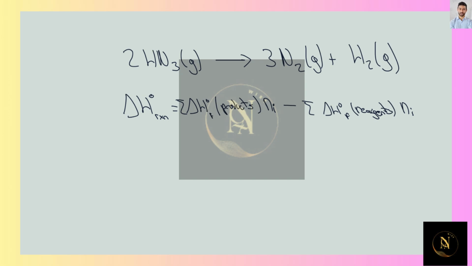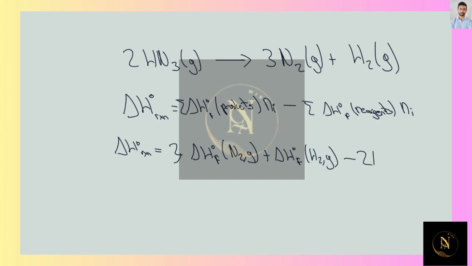So in this case, what this is going to look like is that the delta H naught of the reaction will be equal to 3 times delta H standard of formation of nitrogen gas plus delta H standard of formation of hydrogen gas minus 2 times the delta H standard of formation of HN3 gas. Sorry, here with a comma just because this is my notation.